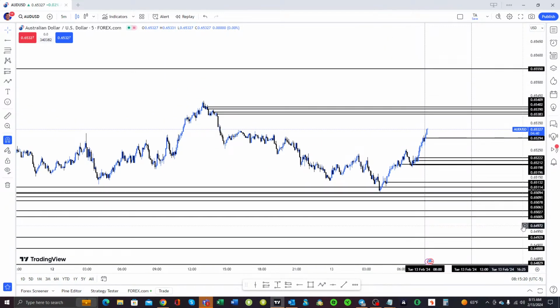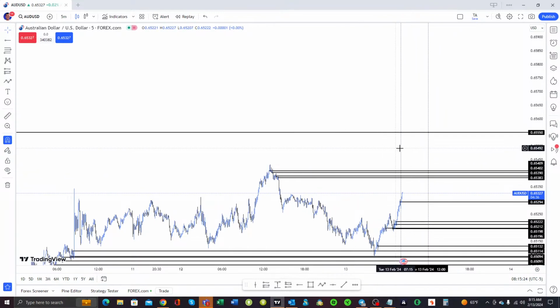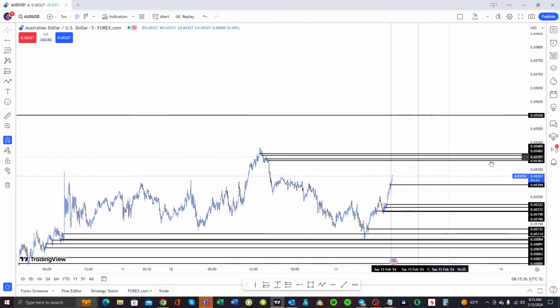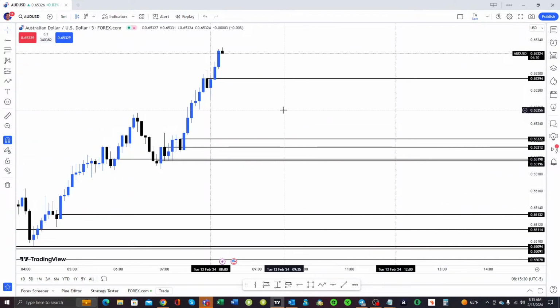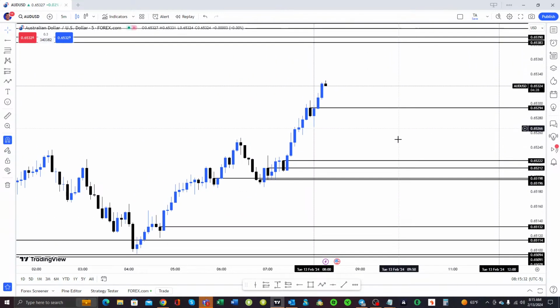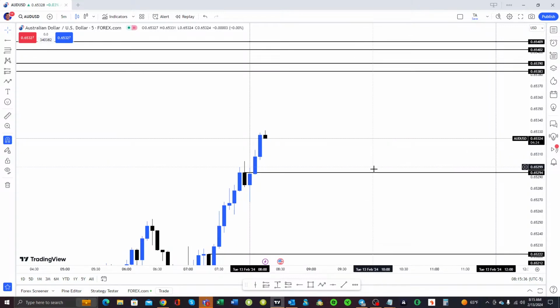Now we can see we've got zones all the way up and down. Make sure we got plenty of room. Okay, sorry for moving around so much, just had to make sure I had more to the top.